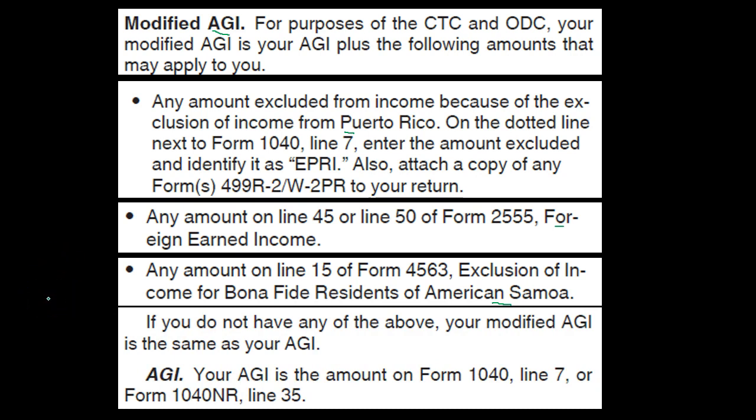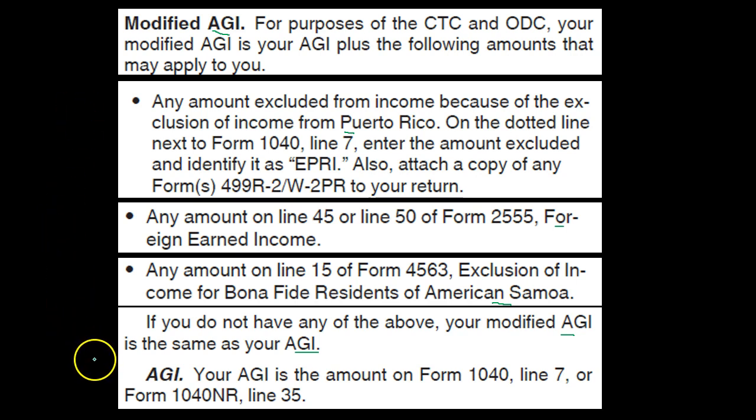If you do not have any of the above, your modified AGI is the same as your AGI. So technically, these will be specific cases, and you're going to take your AGI, basically the income limitation we talked about with those caps. If you don't have any of these items that would adjust it, then your AGI is something we can directly find on the tax return.